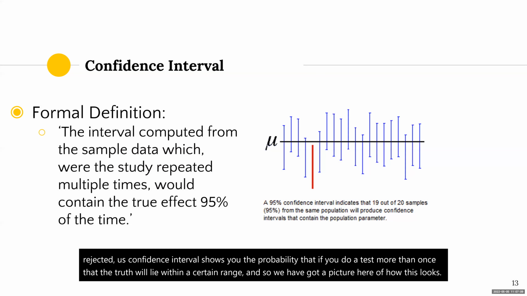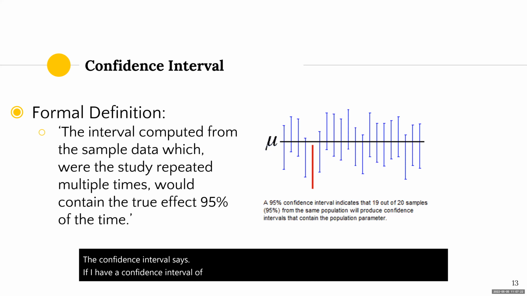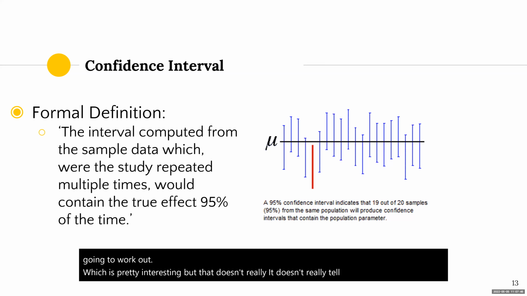Right. So ideally, if you're doing research, you want this research to be replicable. So the confidence interval says, if I have a confidence interval of 95%, and I do this study 100 times, that 95 times the mean is going to fall on that line and it's going to be the same-ish, right? But one time it's not going to work out, which is pretty interesting. But that doesn't really tell us a whole lot either, right?